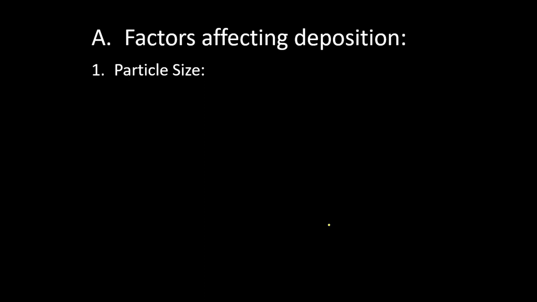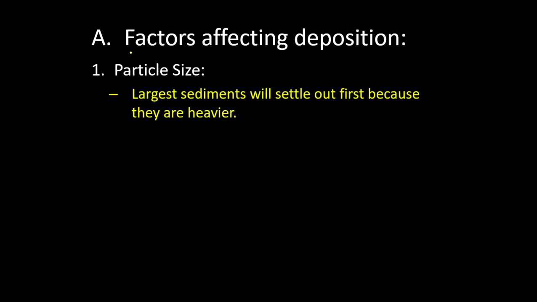All right, so when we think of deposition, there are three major things that are going to affect how something is deposited. The first thing is going to be the size of a particle. So ask yourself, if I had two different sized particles, a big particle and a small particle, and I dumped them in, let's say, a container of water, what's going to hit the bottom first? Well, it should be pretty obvious, right? The largest sediments are going to settle out first because they are heavier. The bigger the particles, the faster they are going to settle.